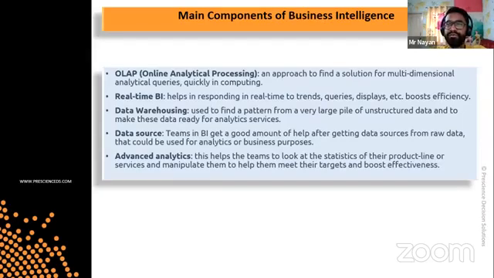Then data source. A data source is basically a place where you have the source of the data, a good amount of data coming from the raw data. Raw data here indicates the first level of data being taken into consideration, which can then be used for transforming data.